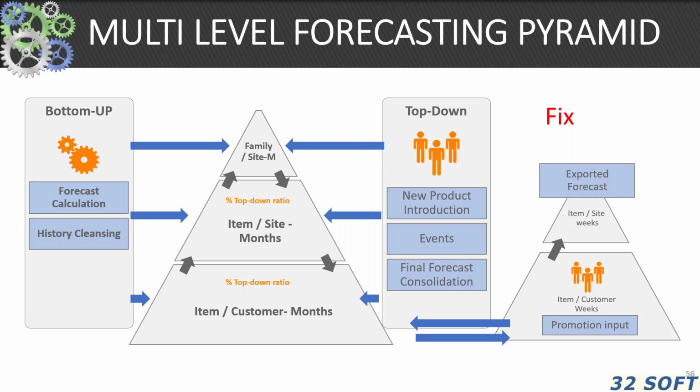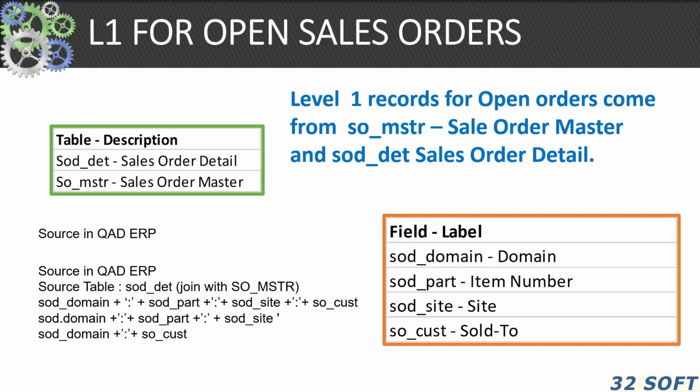History cleansing is done at level 1 of the forecast. Lifecycle management is done at level 2. History cleansing for calculating start at the item customer level and working through the item site to the family site level combination. The forecast top-down process accounts for new product events and final forecast consolidation from family site to item site down to the item customer level. And bottom-up forecasts account for history cleansing and forecast calculations.